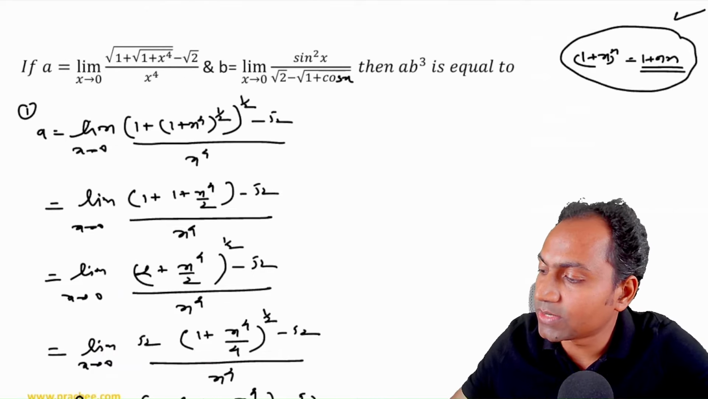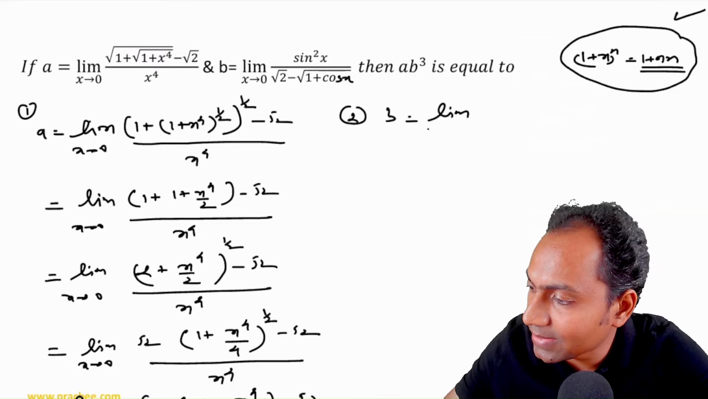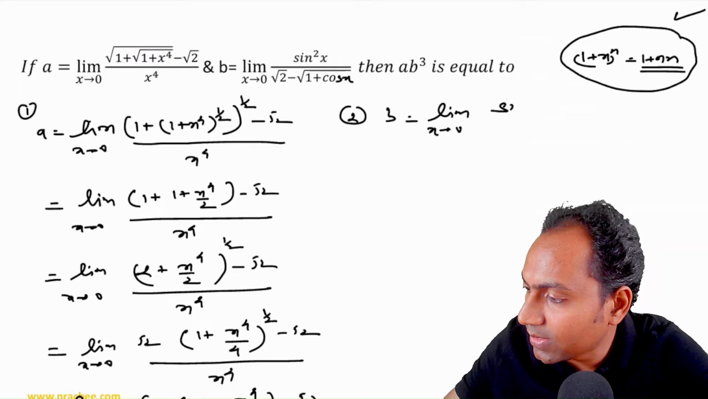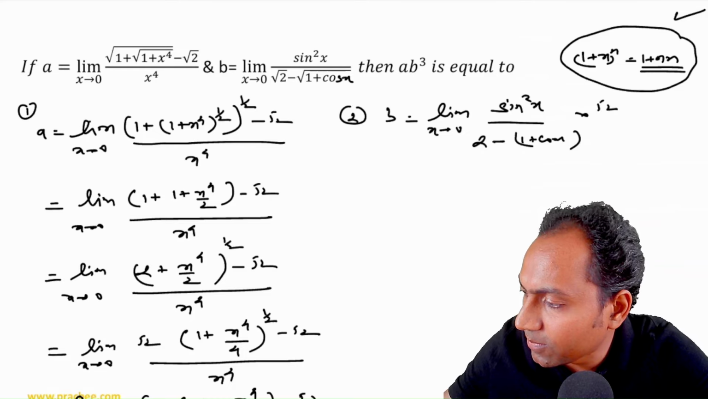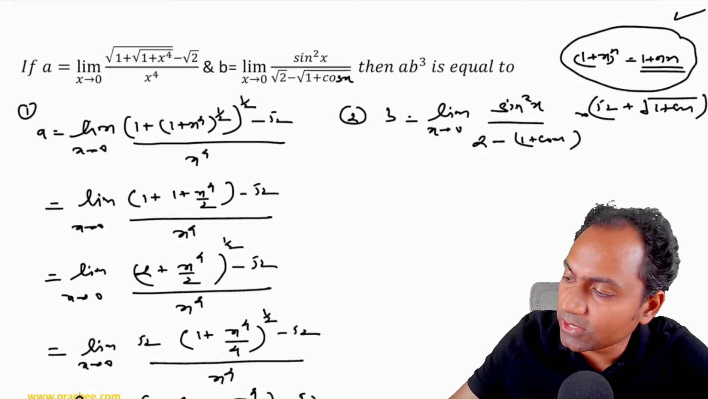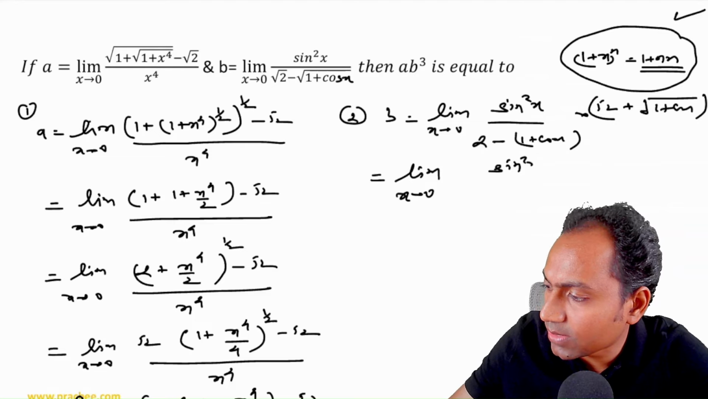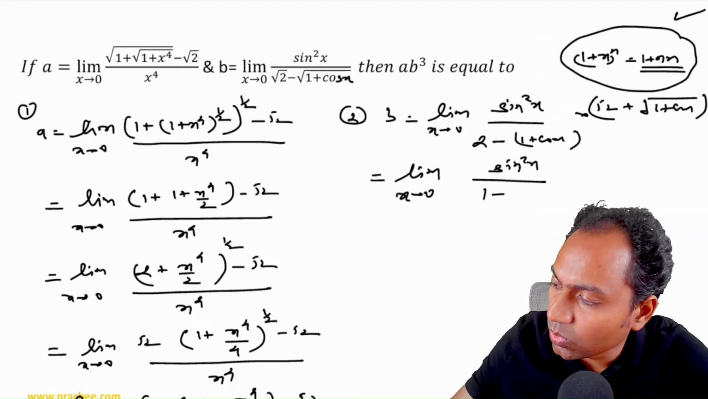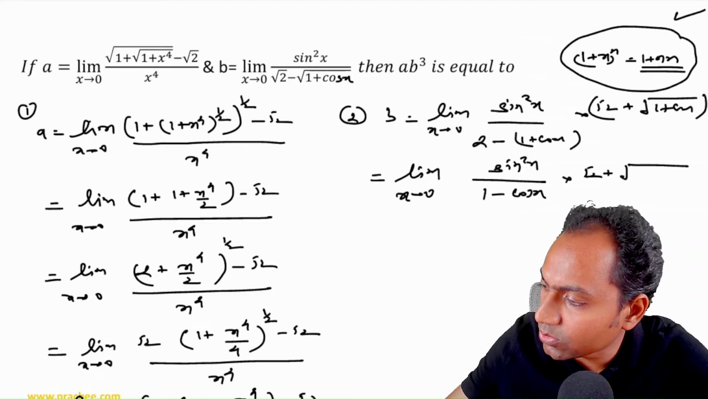Now let us move towards the second step, the value of b. So b is nothing but limit x tends to 0. Now here it makes a little bit of sense to use rationalization. So if I do it, this becomes 2 minus 1 plus cos x, and what we have multiplied is root 2 plus root of 1 plus cos x. This makes sense because in one step only you will directly get your answer. Once you do that, this becomes sine square x, and this becomes 1 minus cos x into root 2 plus root of 1 plus cos x.